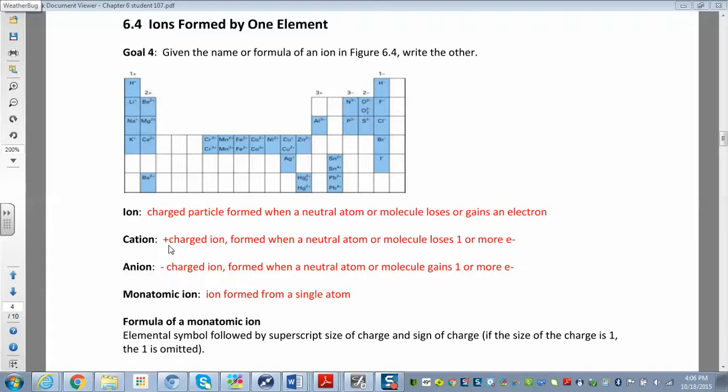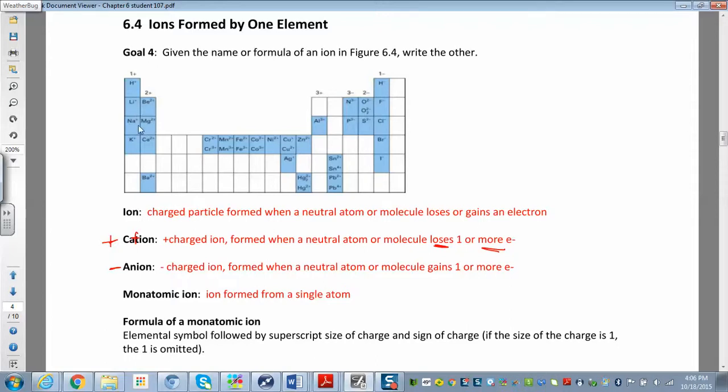So cations are positive. Remember, cations are positive because they have this T in there. It looks like a plus sign. So cations are positive, anions are negative. So if you lose an electron, if you lose something negative, you become more positive. You become a cation. So a lot of these metals, all the metals, like to give up electrons to become more positive.